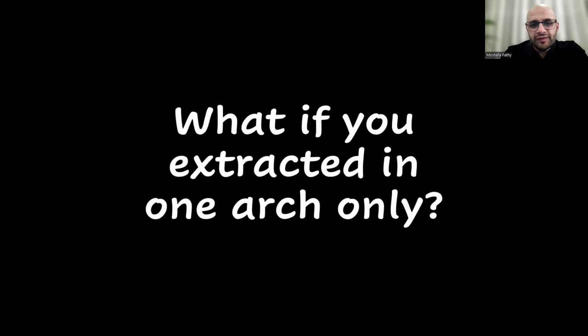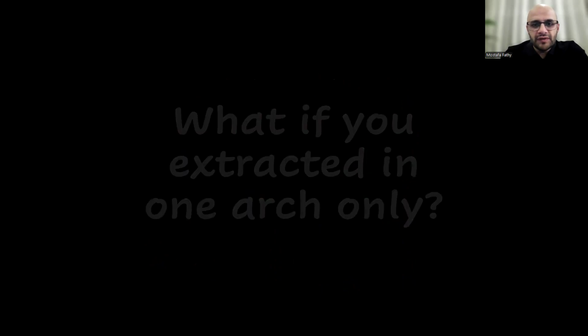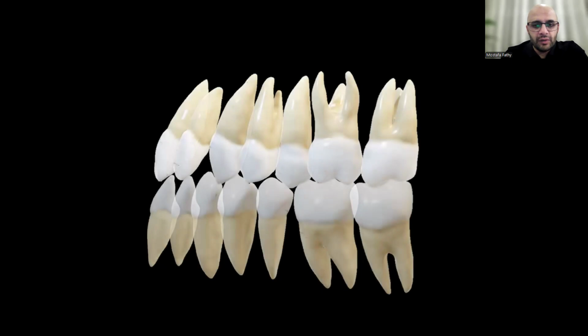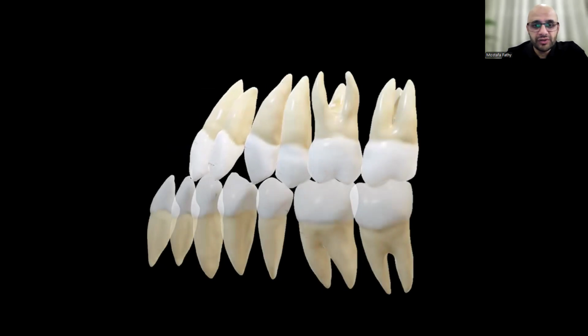So what if you extracted in one arch only? For example, in this case, if you extracted in the upper arch only, what will happen if you extracted the upper incisors and you do a non-extraction treatment in the lower arch? You will end up with a full unit class 3 canine relationship. So you can never do that. You must extract in a maximum anchorage also in the lower arch to maintain your interdigitation. So you must use the same extraction and same anchorage.